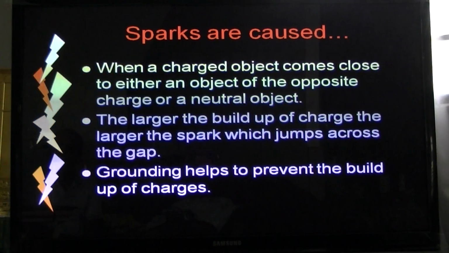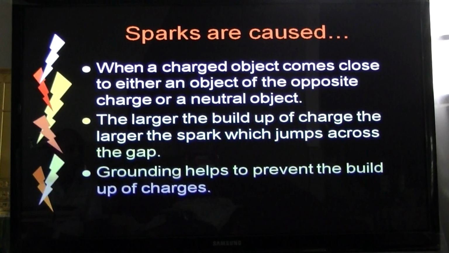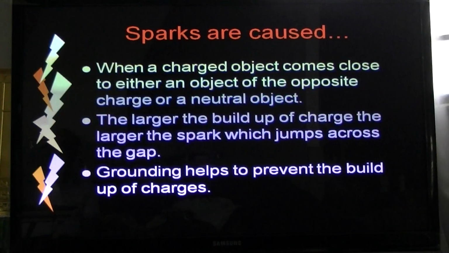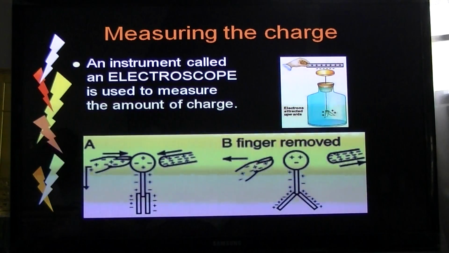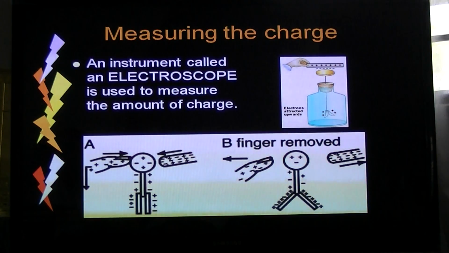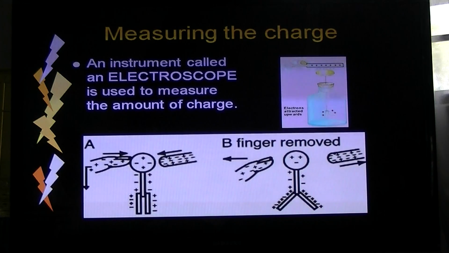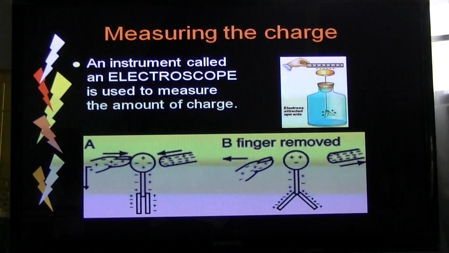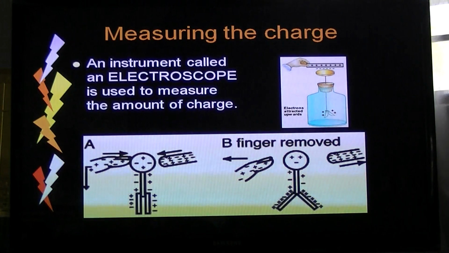Grounding helps to prevent buildup of charges. So you can actually ground yourself to prevent static buildup of charges. Measuring a charge: an instrument called an electroscope is used to measure the amount of charge in an object. So you can measure the charge in your finger, you can measure the charge in any object.